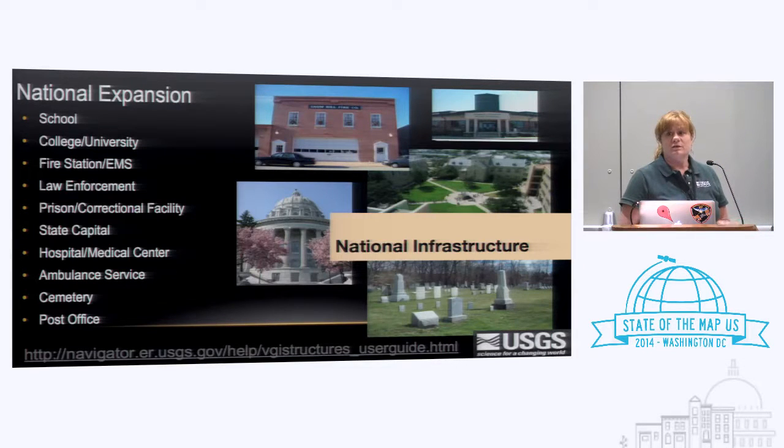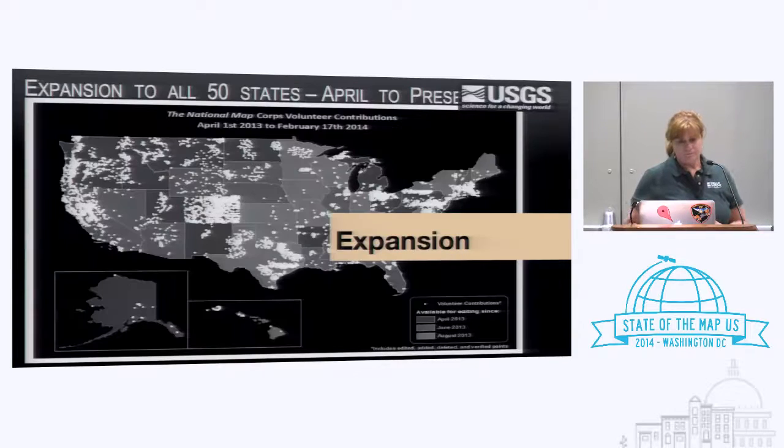So these are the 10 structures that we collect. These are the 10 structures that are part of the national map and the US Topo right now. We're hoping to expand that a little bit, but we'll see how that goes. The expansion to all 50 states, again, was in April of last year. And I don't know what the date is. Oh, that's February 17th for this map. So you can kind of see where people are doing the edits.